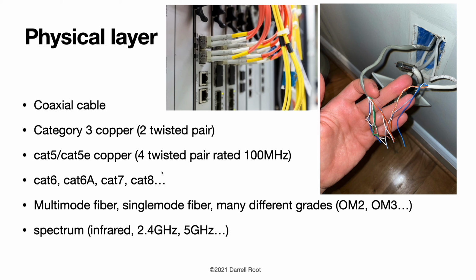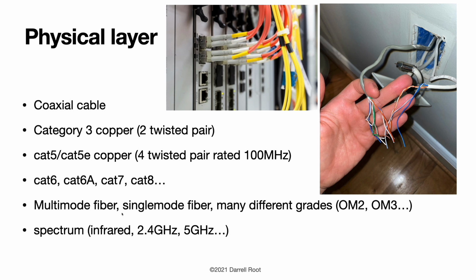There are improved categories of wire, Cat6, Cat6a, Cat7, Cat8, that are used for faster and faster Ethernet connections. So for example, Cat6a can run 10 gigabit over short distances and is used in data centers. Most new buildings, when they're installed today, are installed with some variant of category 6 copper.